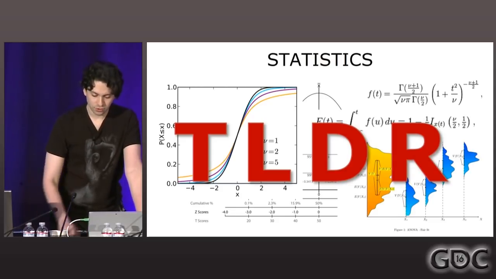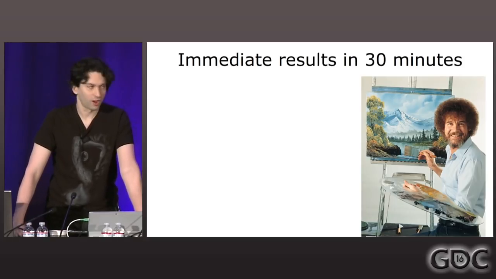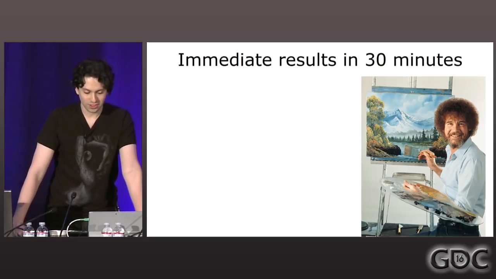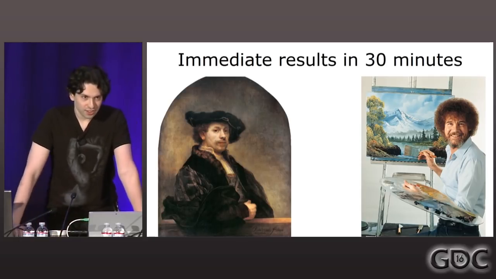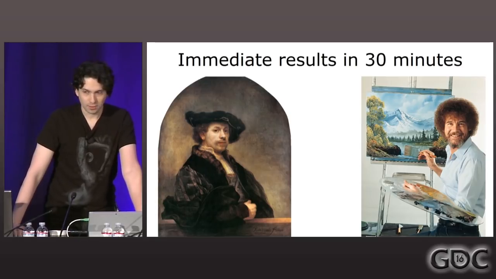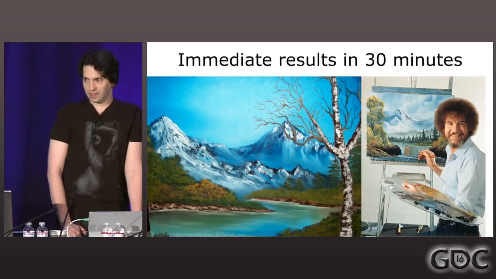Today, I am going to give you the TLDR version. I'm going to give you immediate results in 30 minutes like Bob Ross. A few basic moves you can make to bang out some happy trees and little mountains in the space of this talk. Actual statisticians will probably be looking down their noses at the things that I'm glossing over and simplifying. But it takes a year to be Rembrandt and 30 minutes to be Bob Ross.